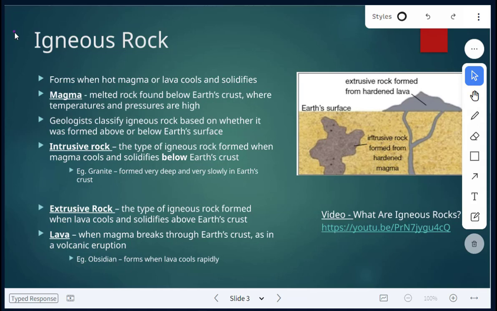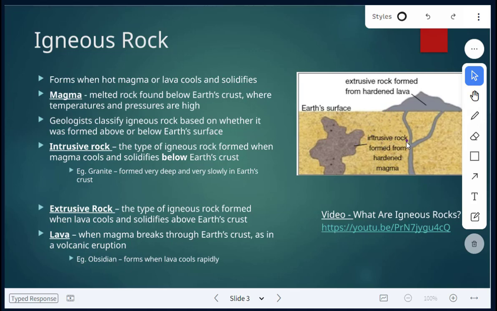This type of rock forms when hot magma or lava cools and solidifies. Magma is the melted rock found below Earth's crust, where the temperatures and pressures are extremely high. Geologists will then further classify igneous rock based on whether it was formed above or below Earth's surface. So here we have Earth's surface, and we have two types of rock.